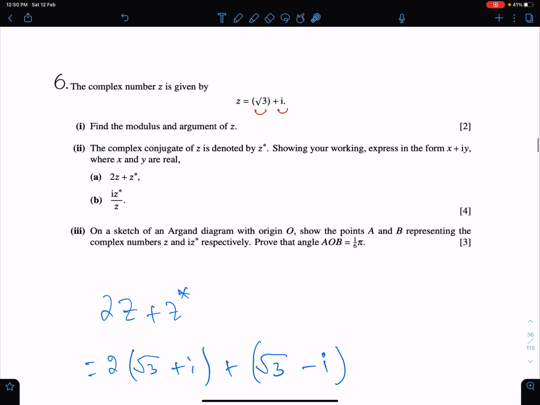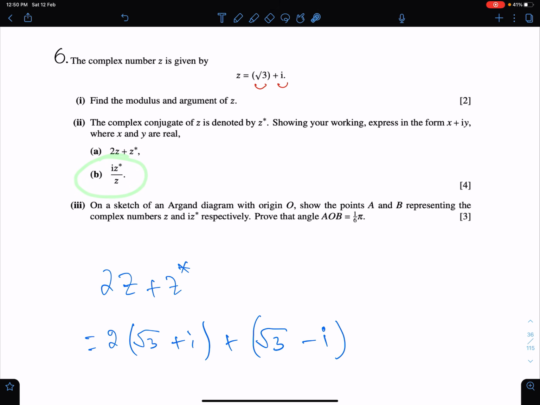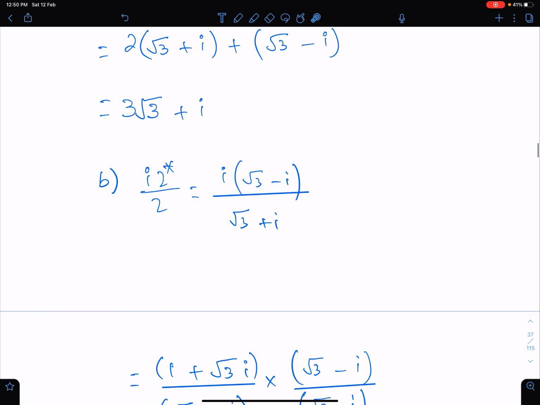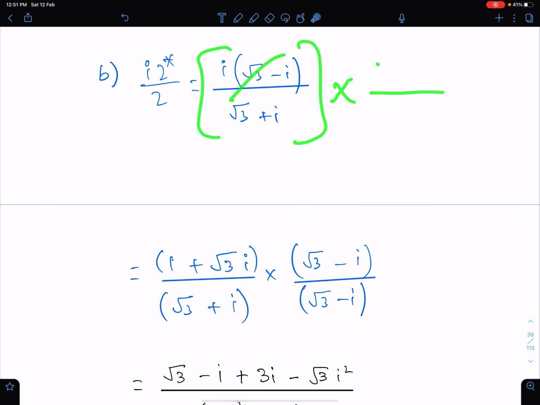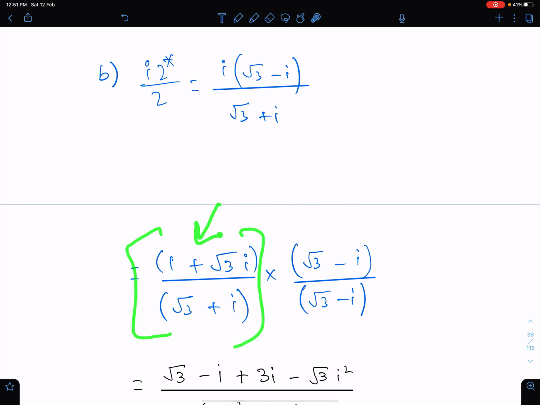Now the next part of this question is we have to find this complex number i z star upon z. This is very simple. This is i, this is z star and this is z. You have to rationalize this complex number. So you need to multiply and divide this whole fraction by the denominator's expression with opposite sign, like root 3 minus i, root 3 minus i.